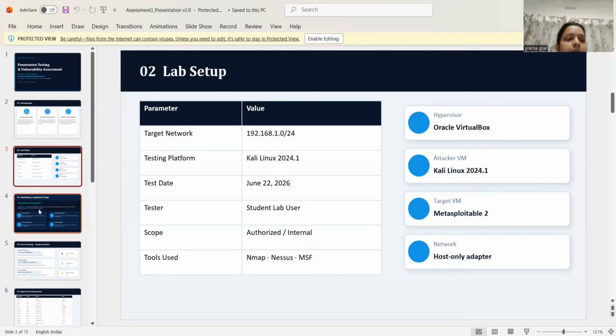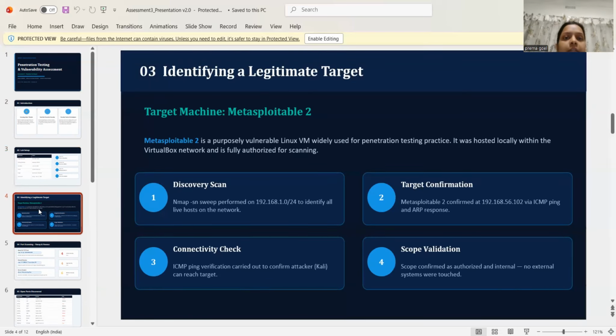And here is our fourth slide, which is identifying a legitimate target. In this step, we identified the target machine for testing, and first we performed a discovery scan using Nmap to detect live hosts on the network. After scanning, we confirmed Metasploitable 2 as our target with IP address 192.168.56.102. Then we checked connectivity using ping to ensure Kali Linux could reach the target. And finally, we verified that the testing scope was authorized and only the internal systems were scanned.